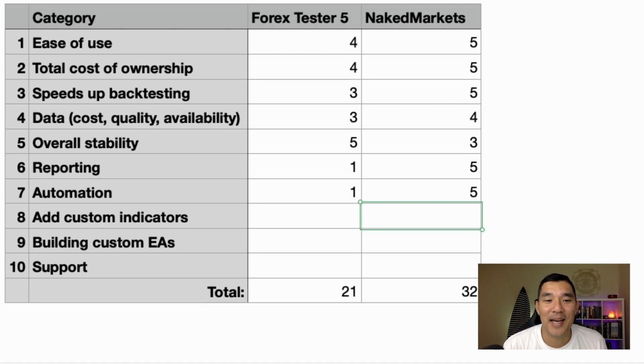Now let's move on to adding custom indicators. So how easy is it to add custom indicators? Okay, I'll start with Forex Tester 5.